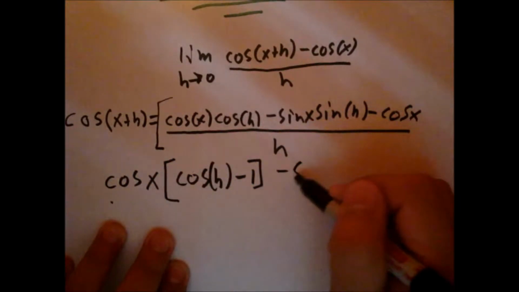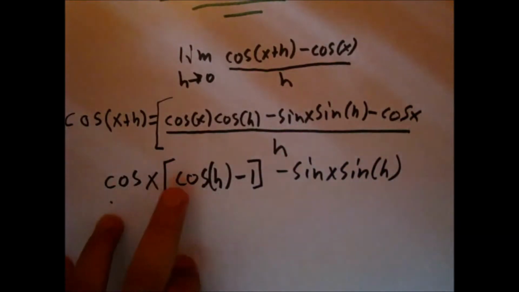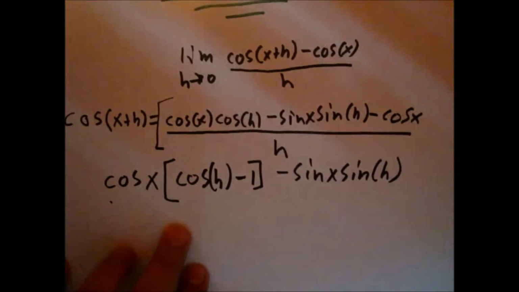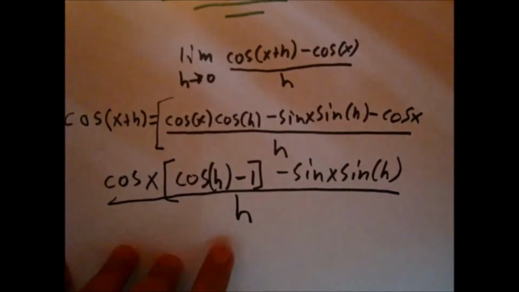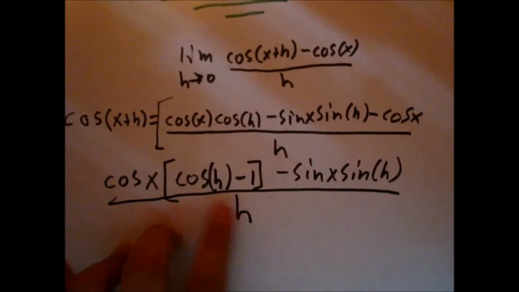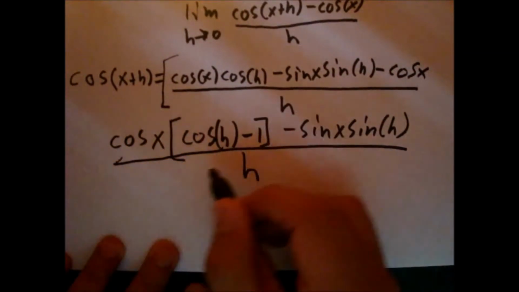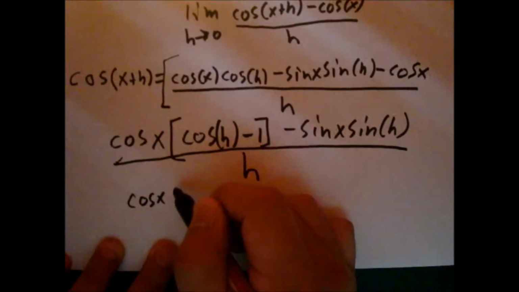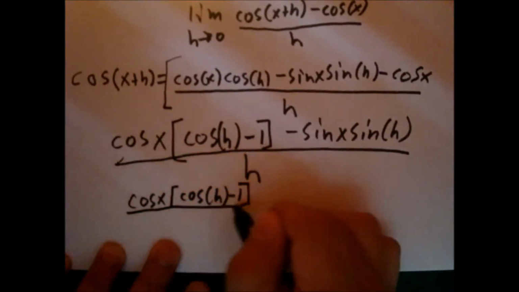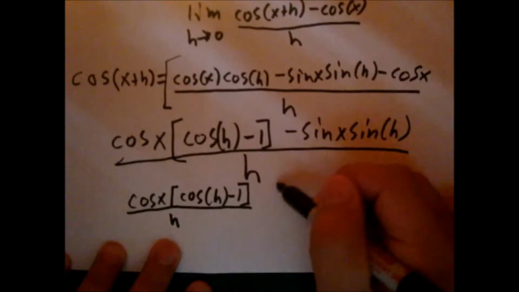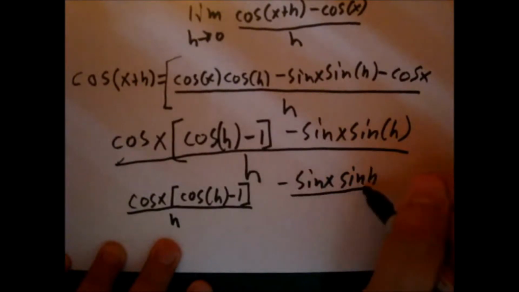Okay, and then we have minus sine x, sine h. Remember, this is the same thing. If you expand this right here, you'll get the exact same thing. I just reordered it. And the whole thing was divided by h. Alright, now using simple algebra, we know that if we're going to divide by h, every term takes its own division of h. So, we have cosine x, cosine h minus 1, divided by h. And then we have minus sine x, sine h, divided by h.